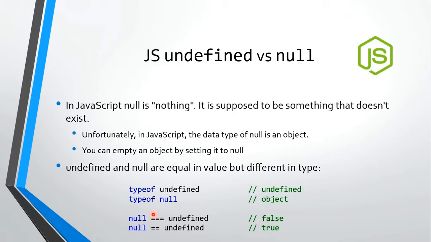So which means that if we compare the content with the help of the triple equal operator, and if we compare the types, undefined and null are not similar, they have different types, right? So that's the difference between undefined and null.